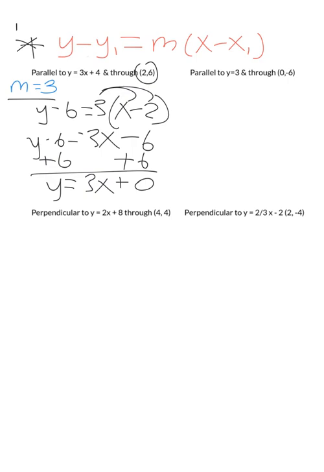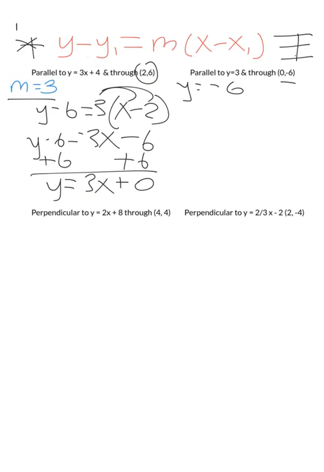The second question, parallel to y equals 3 and goes through 0, negative 6. So if you remember when we did these in class, y equals 3. Okay, so it's going to be a horizontal line right there. So now everything that's parallel also has to be a horizontal line. It's going to be a y equals. Well, take a look here. This is going through 0, negative 6, which is right there. So your equation is just going to be y equals negative 6.